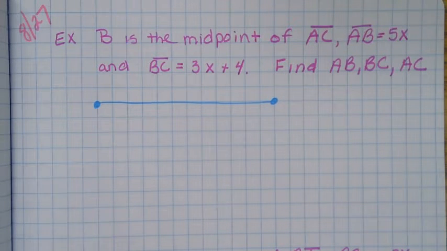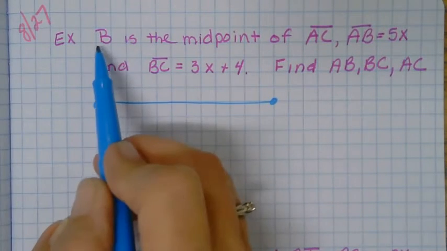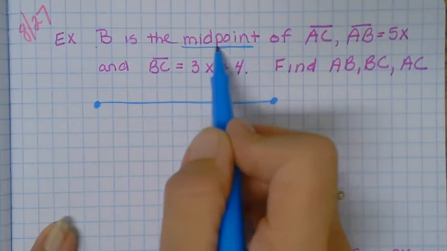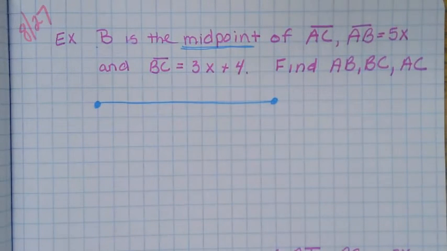And segment AB is 5x, segment BC is 3x plus 4, and then it wants us to find a whole bunch of lengths of segments. So here where it says B is the midpoint, can somebody remind me, what does midpoint mean?